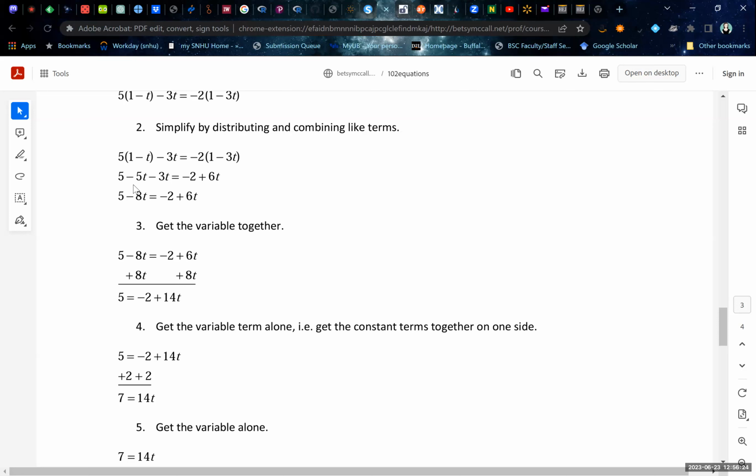Now, on this side of the equation, I can combine my like terms. Negative 5 and negative 3 have the same sign, so I add them. I get negative 8t. These two don't have any like terms. There's nothing I can do just yet.